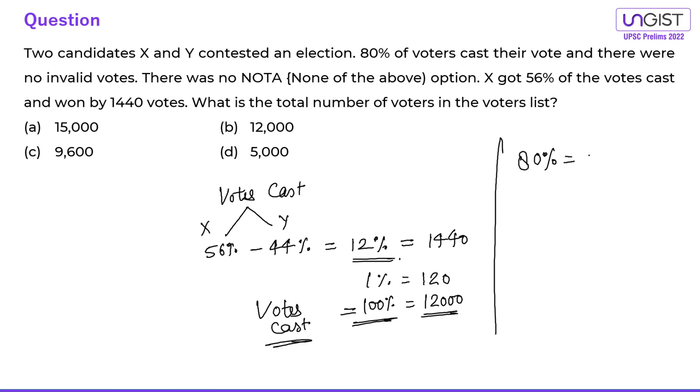So 80% of the voters list is equal to 12,000, then 100% of the voters list is equal to 12,000 divided by 80 into 100. So this is 15,000, right everyone? This is the answer. So the correct answer is option A, 15,000. All right, now let's move to the next question.